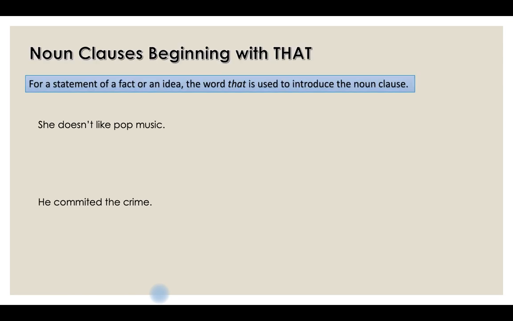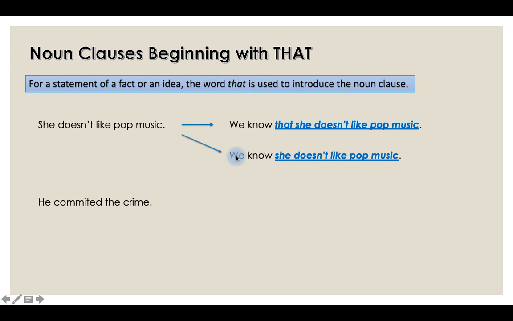Now, noun clauses beginning with that, yeah? The word that is used to introduce the noun clause, it introduces a fact or an idea. Now we've got two sentences here. She doesn't like pop music and he committed the crime. What about the first sentence? How can we write it with a noun clause? We know that she doesn't like pop music. Yeah, by adding that, we can make a noun clause. We know she doesn't like pop music. That can be omitted. And in this case, we know what? That's the object of the sentence. That she doesn't like pop music is the object of the sentence, right?